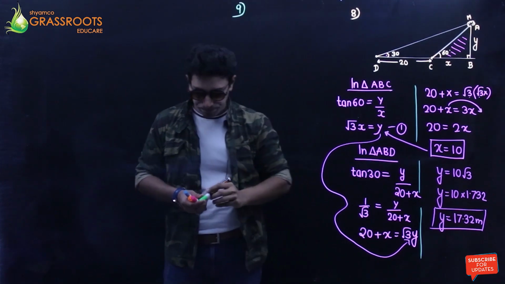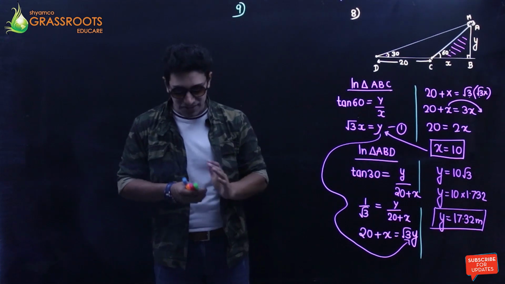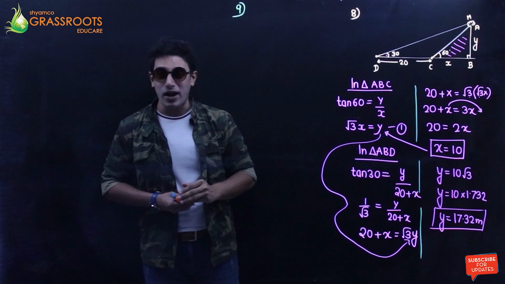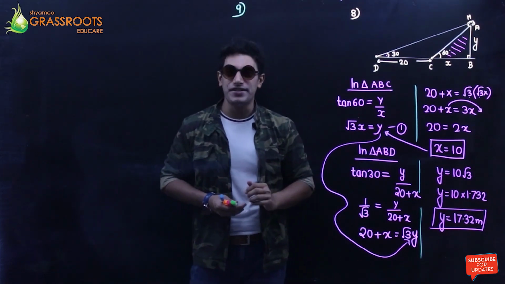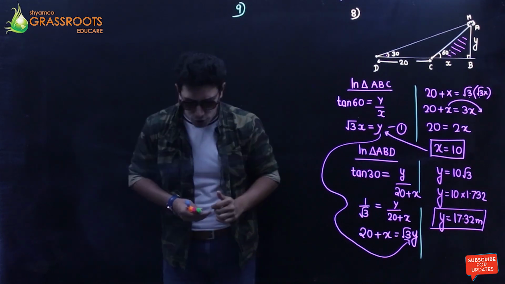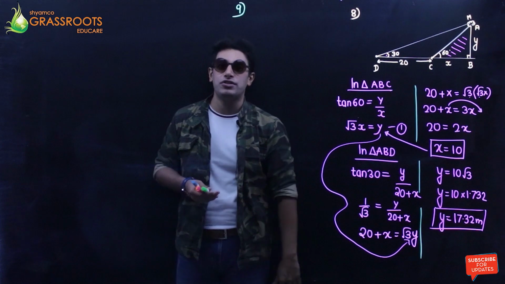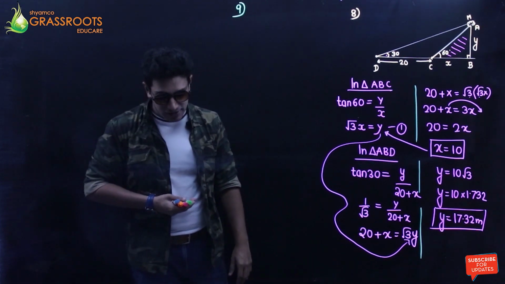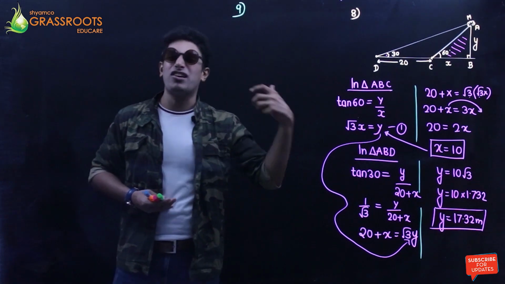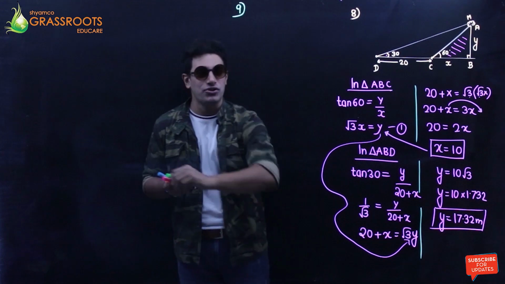Ninth. Two pillars of equal heights stand on either side of the roadway, which is 150 meters wide. At a point somewhere in between the roadways, the angles of elevation of the two pillars are 60 and 30 respectively. Then find the point on the ground which is at a distance from both the pillars.